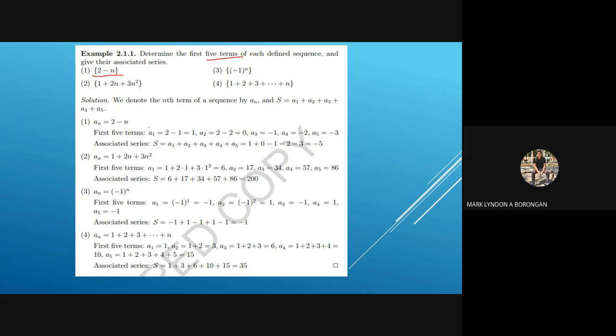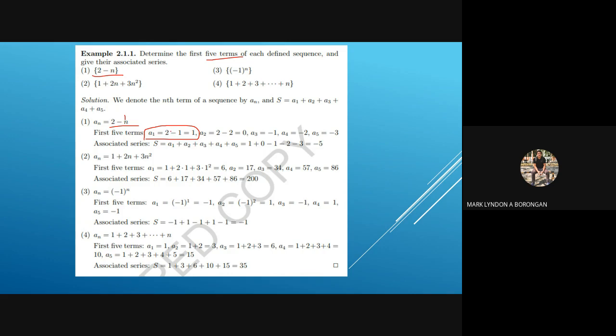So for the first term, from 2 minus n, the first counting number is 1. So you subtract 1 from 2, because you substitute 1. That is for your first term. So first term: a sub 1 is equal to 2 minus n. The n is 1 for the first term, therefore you'll get 1, coming from 2 minus 1.